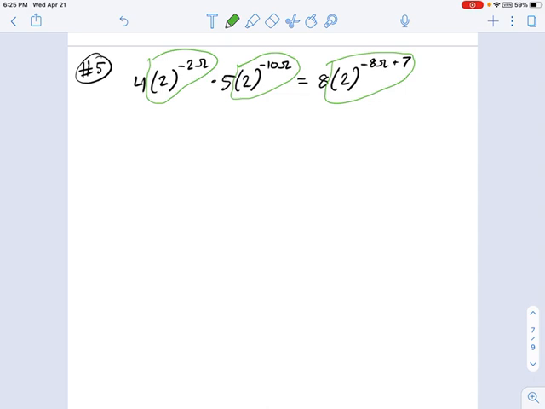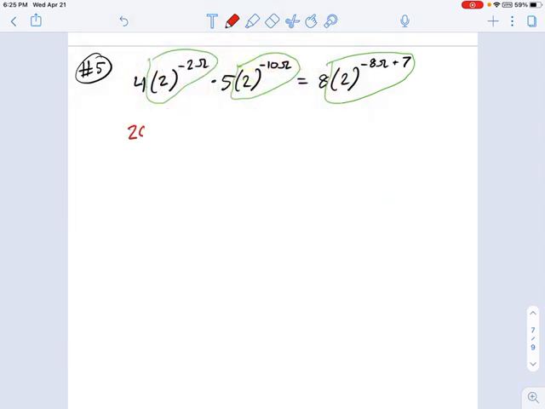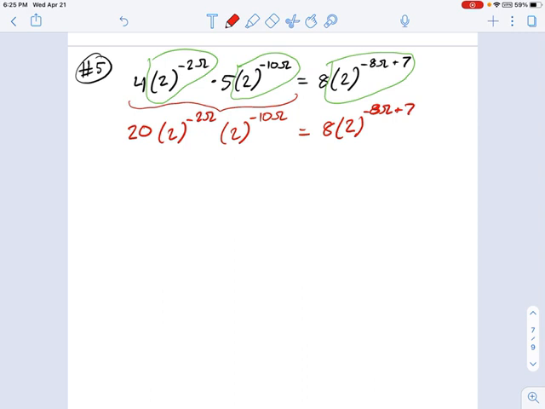Let's try it out. First, I'm going to multiply the 4 and the 5 together. That gets 20. Remember, this whole thing is one long string of multiples, so we can multiply them in any order we like. So I have 20, that's 4 times 5, and then I have 2 to the negative 2 omega times 2 to the negative 10 omega on the left. And on the right, we'll just leave this here for a moment. 8 times 2 to the negative 8 omega plus 7.